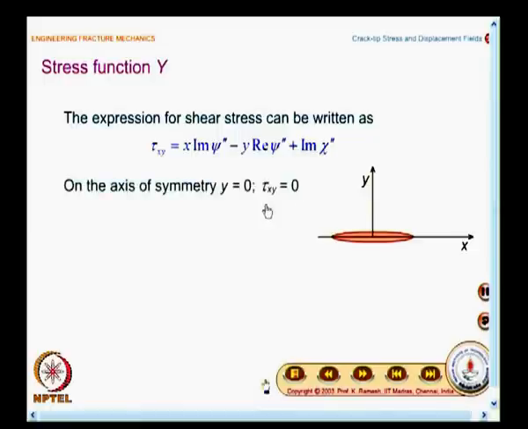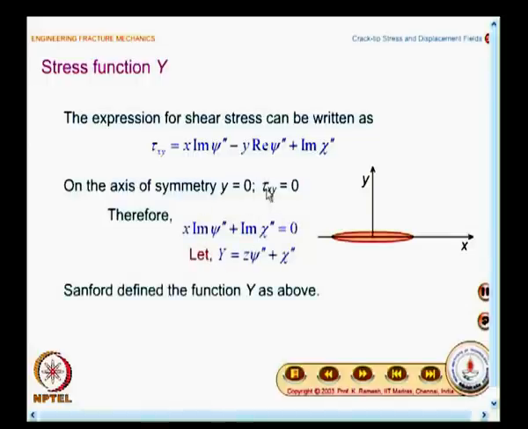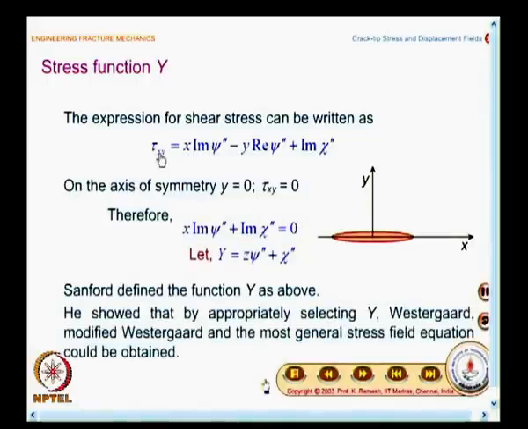And we are really looking at what happens when y equal to 0 on the axis of symmetry, tau x y should be equal to 0. So, when I do this, this term automatically gets knocked off, and we also want this to go to 0. So, I get a requirement: y times imaginary part of xi double prime plus imaginary part of chi double prime should be equal to 0.